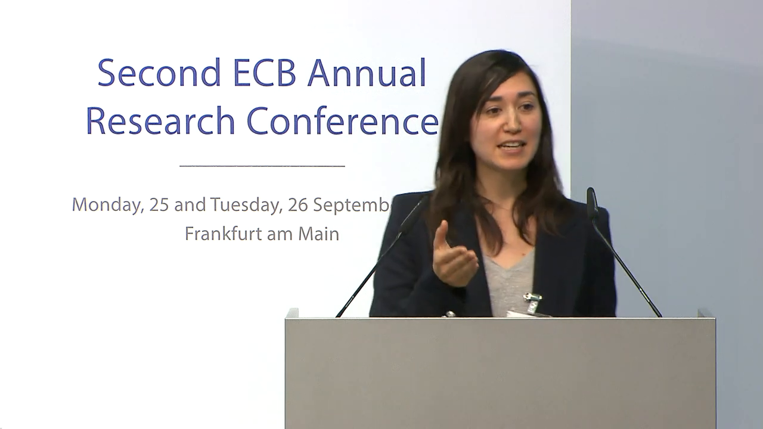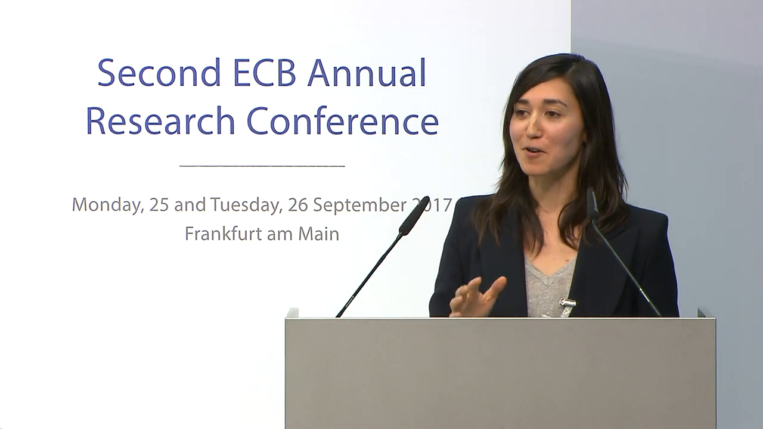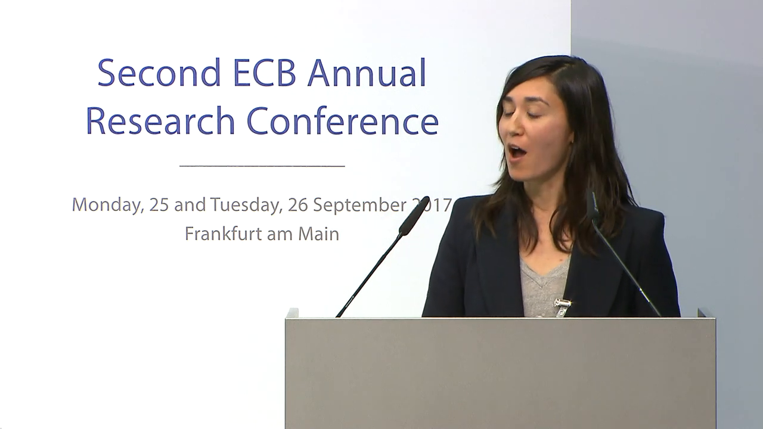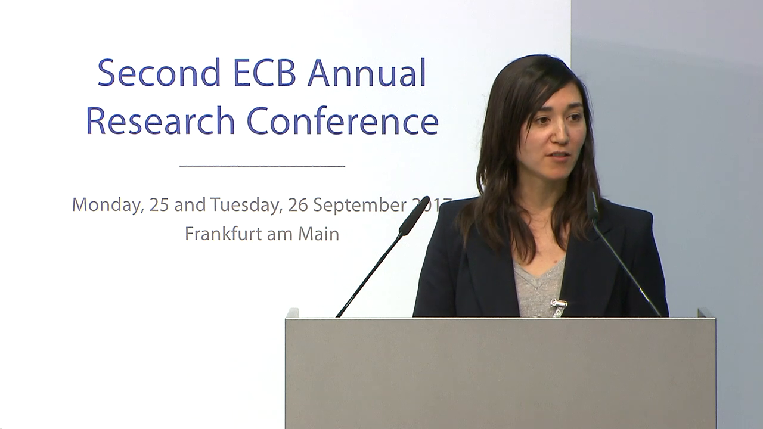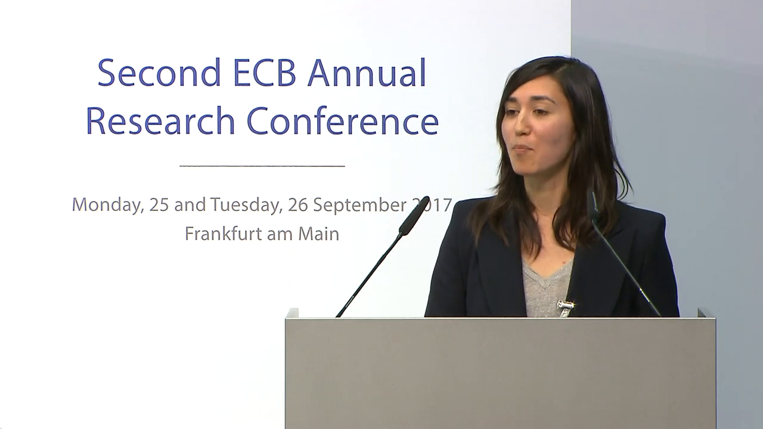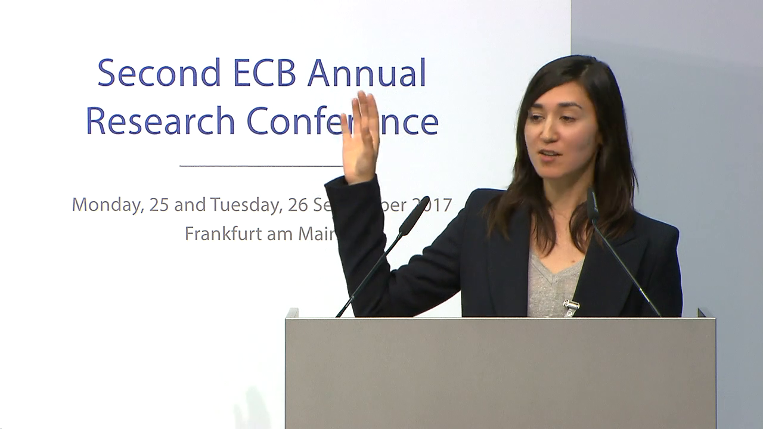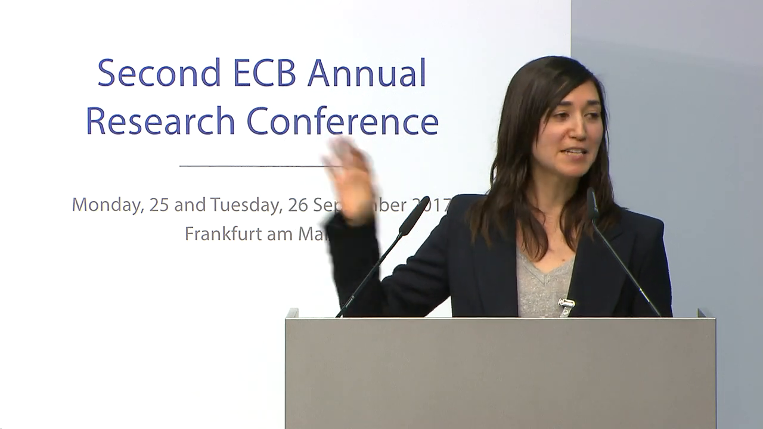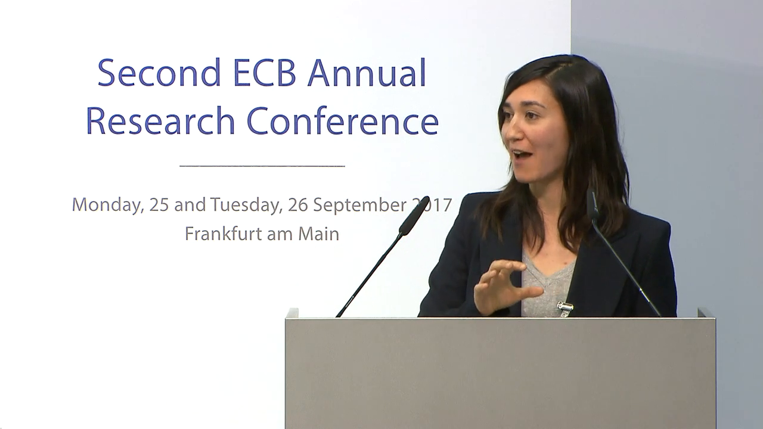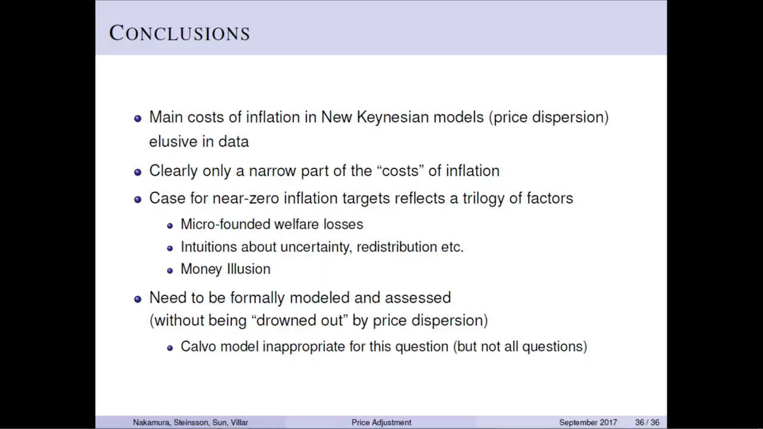My sense is that the case against having a higher inflation target comes from at least a trilogy of different sources. I do think that these kinds of micro-founded welfare losses based on new Keynesian models have played a role. Partly they play a role because even if you write down a model which has other costs or other benefits of inflation, these costs of inflation coming from price dispersion are so large that they tend to drown out the consequences of any other force that you might have in the model. So I think that's one part of the case against a higher inflation target. But there clearly are other kinds of intuitions that many economists have about higher inflation. The notion of a slippery slope toward truly higher inflation volatility, the notion that people have a hard time thinking about decision making with higher inflation.